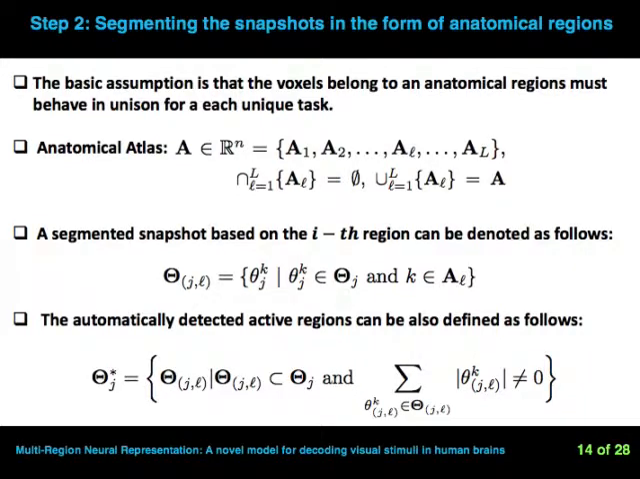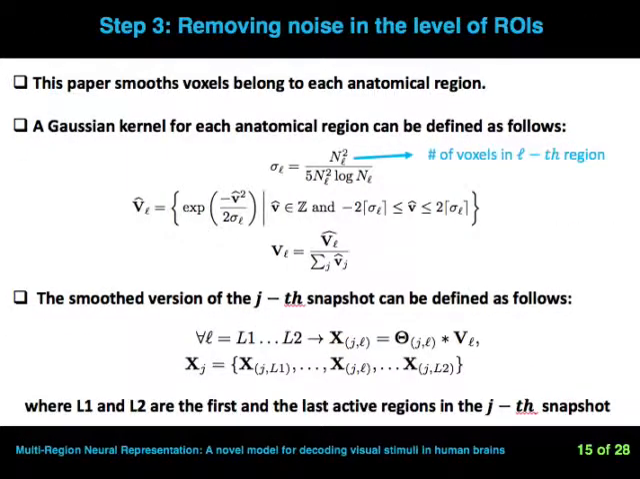Then we segment the snapshots based on the anatomical atlas, which is denoted here by A. Further, we consider the regions with at least one non-zero voxel as active regions. Based on this, we can rapidly reduce the sparsity of our learning problem. As the last step of feature extraction, we again employ Gaussian smoothing, this time at the region level, for removing noise. Here, L1 and L2 respectively denote the first and the last active regions.